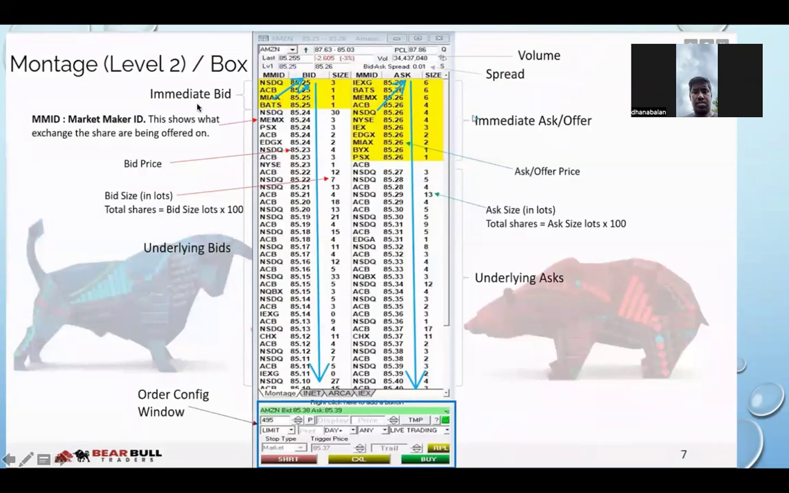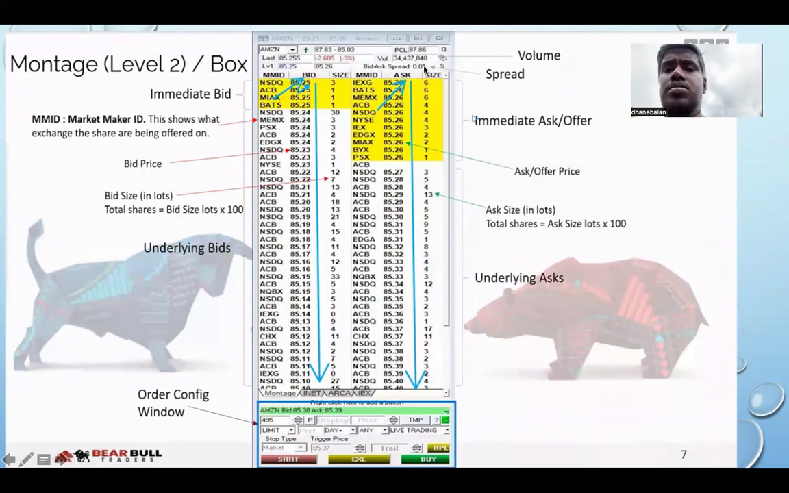This one is called the montage window. Here we see the bids and here we see the ask, and these are the underlying bids. Here we see the underlying ask. Whatever we see first, these are the immediate bids and these are the immediate ask. In this column you see the bid price, and the size we can see either in terms of lots or in terms of share quantity. You can change that in the montage, or if you are using a different tool, you can change it there also.